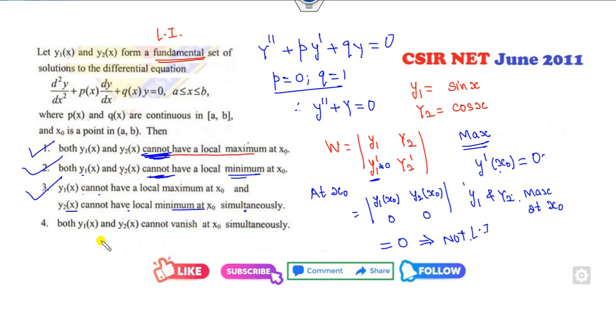Again, both y1 and y2 cannot vanish at the point simultaneously. That's true again, because if both vanish at the same time, then the Wronskian will be 0. So this will be 0. Again, it's not LI, so that's why it cannot be possible. Yes, all are the right answer of this problem.